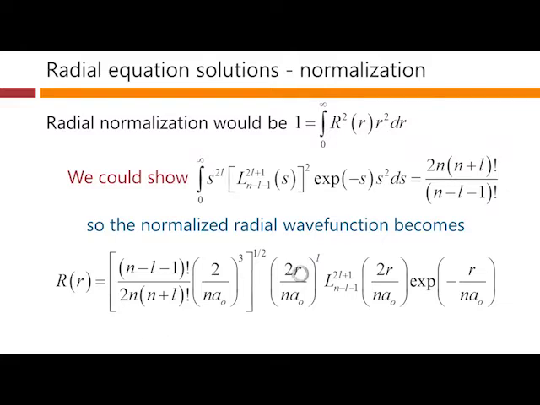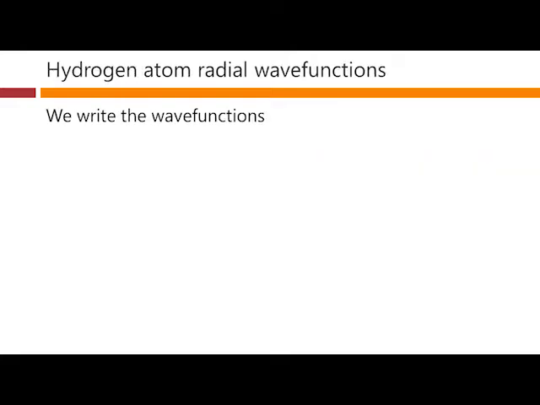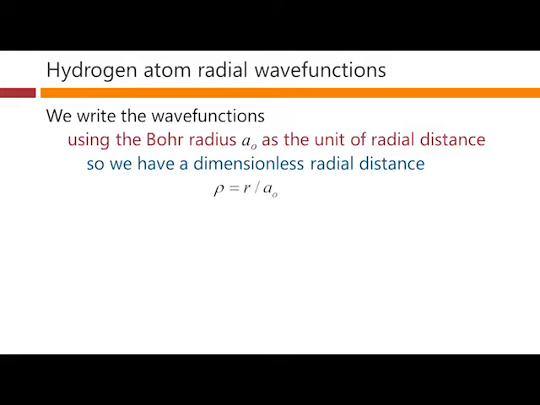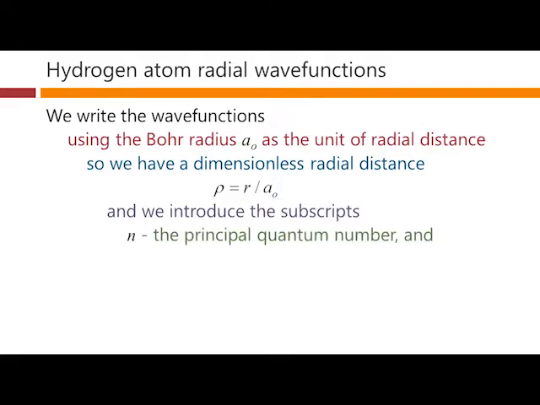So basically, r to the power l, a Laguerre polynomial of this type, and an e to the minus r over n times the Bohr radius. We write these wave functions now using the Bohr radius a0 as our unit of radial distance. So we've got a dimensionless radial distance just for convenience. So we use a new coordinate, rho equals r over the Bohr radius. And we introduce some subscripts here. Specifically now we give names to these.